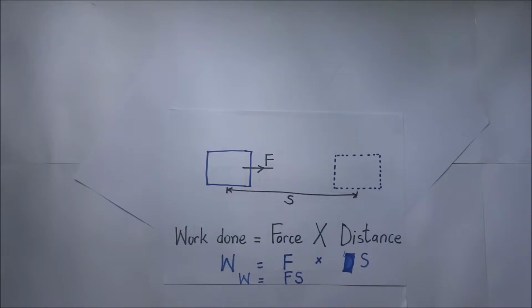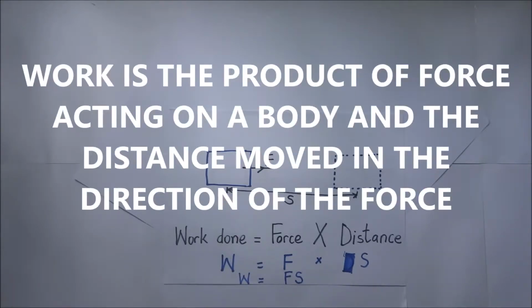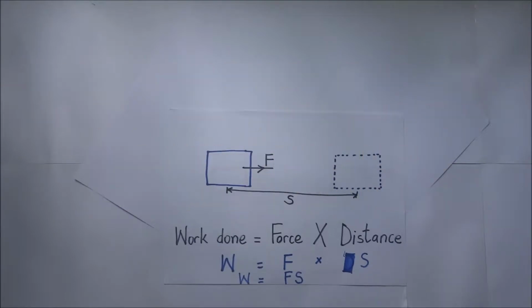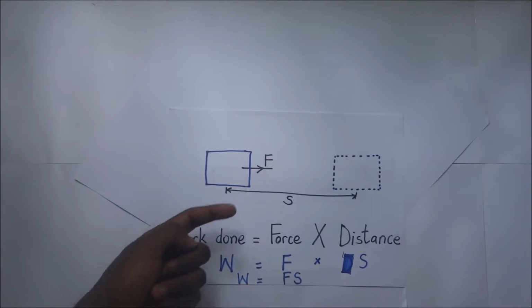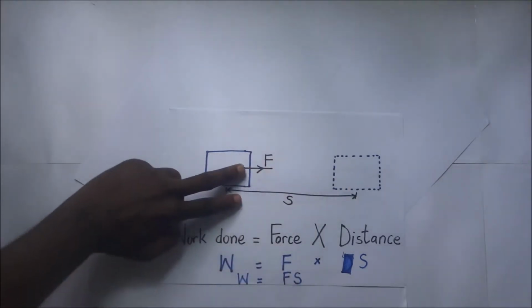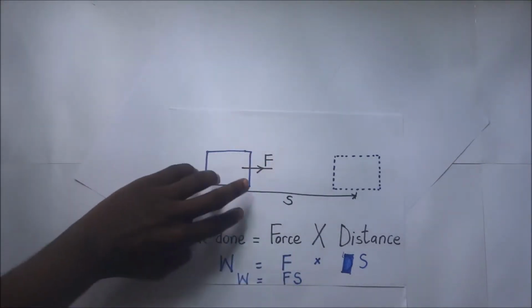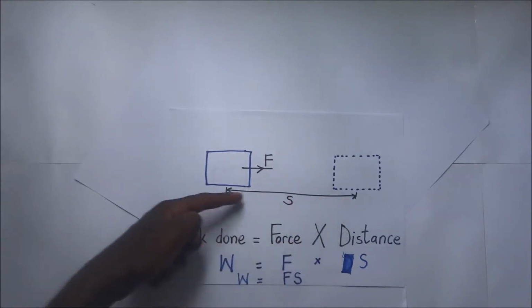So if we define what work is, this is what we would say. Work is the product of force acting on a body and the distance moved in the direction of the force. And that is why we say that work is force times distance. It's the product of force and the distance moved in the direction of the force. This is when the force is acting in a direction that is parallel to the direction of motion.